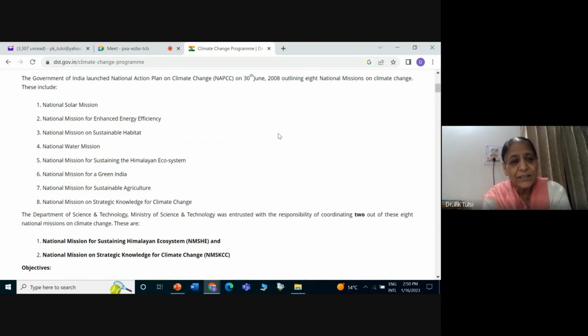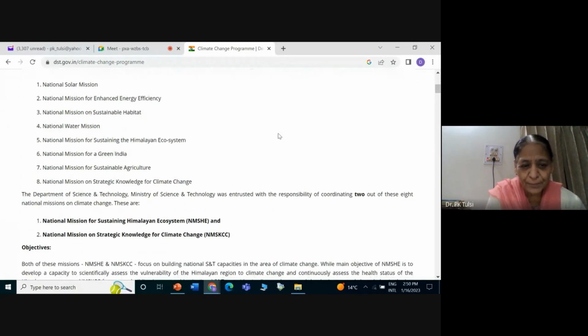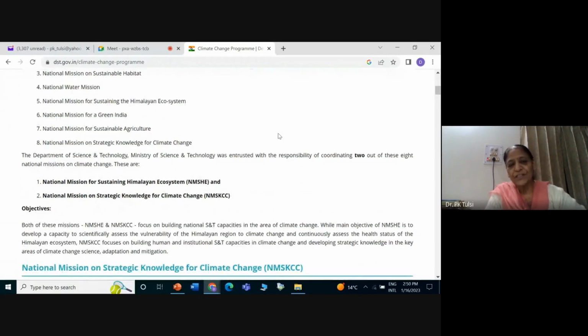And then these included National Solar Mission, National Mission for Enhanced Energy Efficiency, National Mission on Sustainable Habitat, Water Mission, then Sustaining the Himalayan Ecosystem, Mission for a Green India, Mission for Sustainable Agriculture, and National Mission on Strategic Knowledge for Climate Change. And two of these aspects, that is National Mission for Sustaining Himalayan Ecosystem and Strategic Knowledge for Climate Change, were given to Department of Science and Technology.